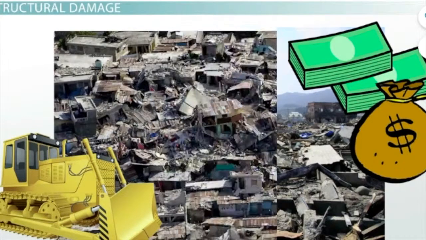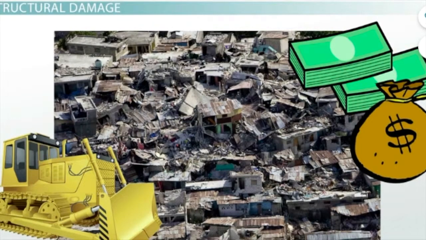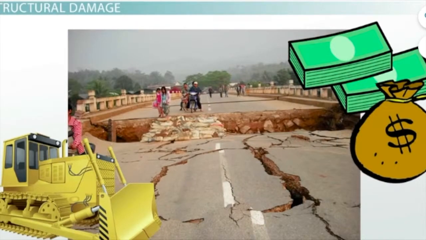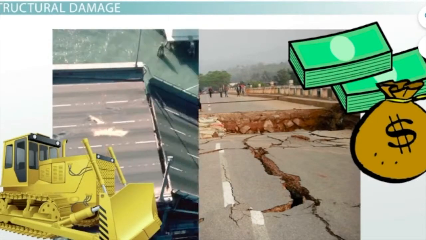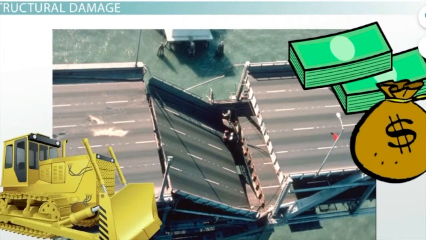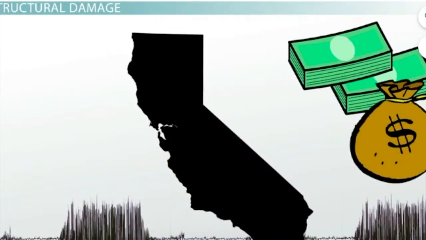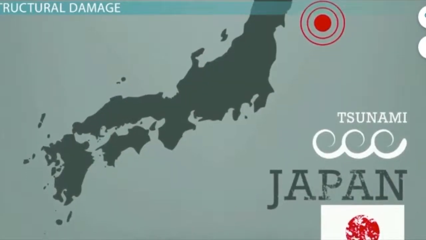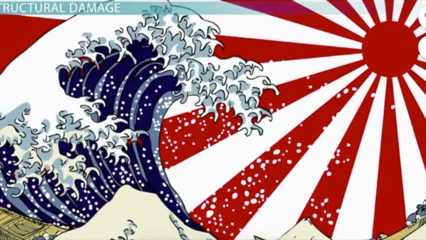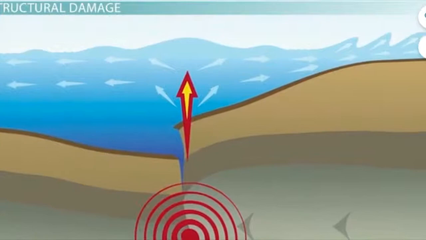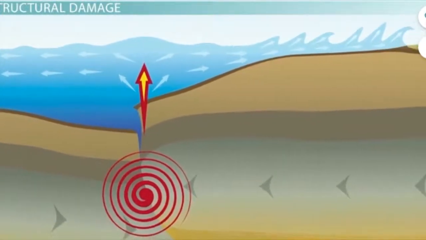Cleaning up debris, rebuilding roads and buildings, and searching for missing persons can all put enormous financial strain on cities hit by earthquakes. And considering that some of the most populated places have the most earthquakes, like California and Japan, earthquake damage and destruction must often be accounted for not just once, but over and over again.